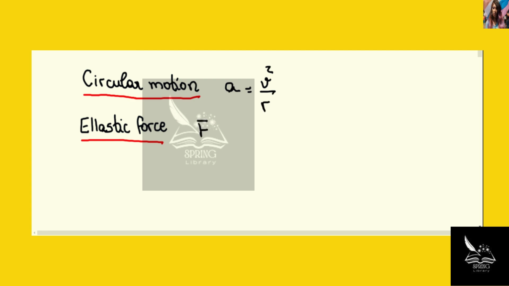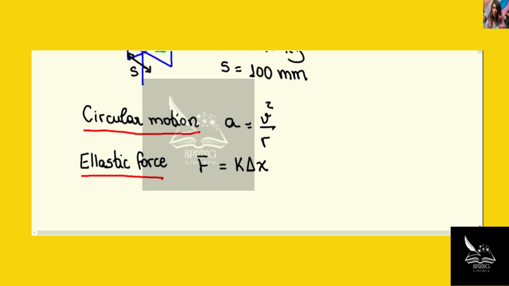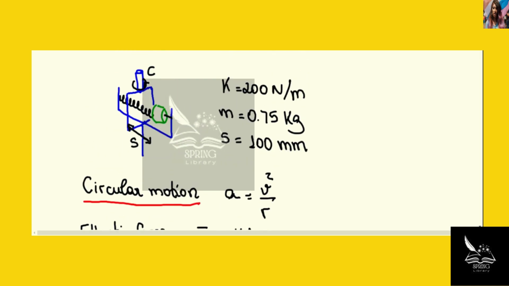Also, we need to remember that the elastic force F has a magnitude that's equal to the stiffness of the spring, K, times the displacement of the spring from its equilibrium position, delta x. And we have to remember also that the force points in the opposite direction as the displacement of the spring. And this information is all we need in order to solve our exercise.